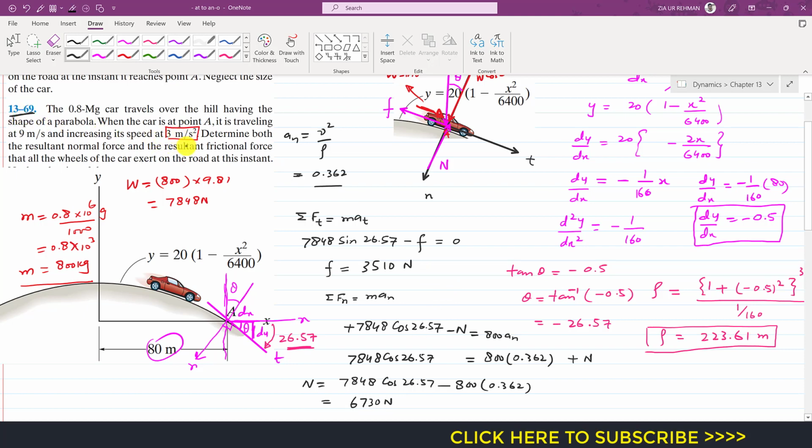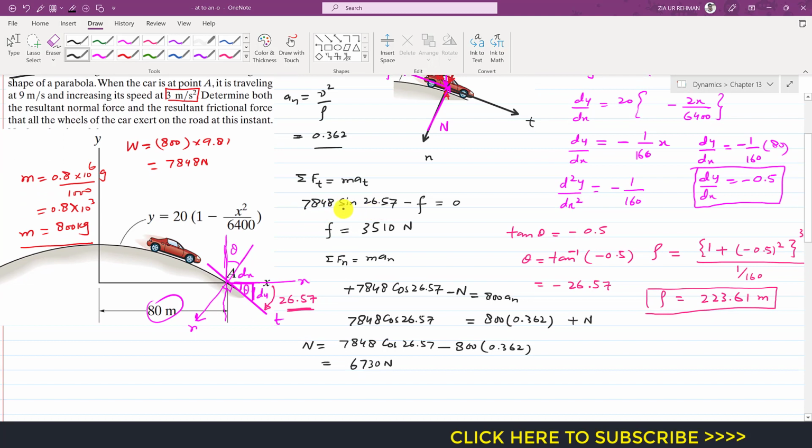Now if someone wants to find the answer of the second problem, in which the tangential acceleration is 3 meters per second square, we will have the only difference in this equation, right? So again I will write the same equation, but the right hand side will not be equal to 0, right? So for the second problem, we can write that this is 7848 sine of 26.57 minus friction force, and this will be equal to mass. So the mass of the car is 800 into tangential acceleration, and the tangential acceleration is given in the second problem, which is 3 meters per second square.